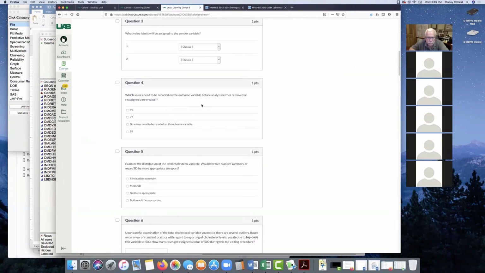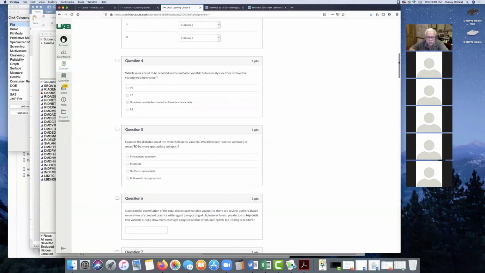What values need to be recoded on the outcome variable? So even though HDL is a continuous variable, there may be things that need to be recoded. So don't skip that step. 99 on an HDL may need to be something else. So make sure that you check the data dictionary with every variable. That's why I'm saying when you pull that data down, just sit with it for a while and recode it so that you aren't having to go back and forth and back and forth. Just look at the data, look at the variable list, and do your recoding before you start. Look at the distributions. What is our summary that we should use?